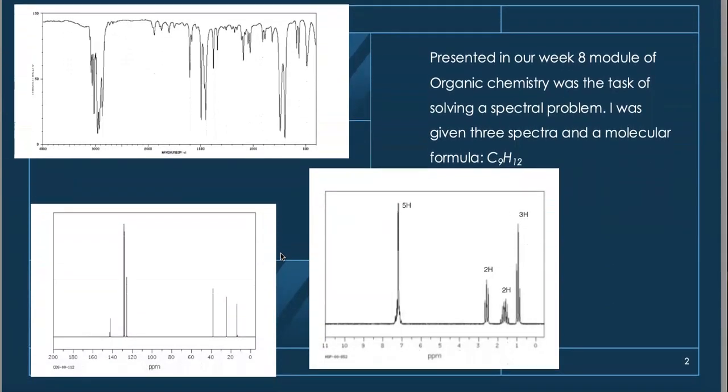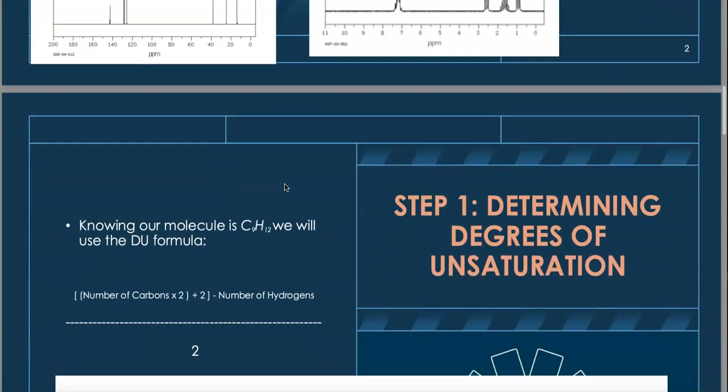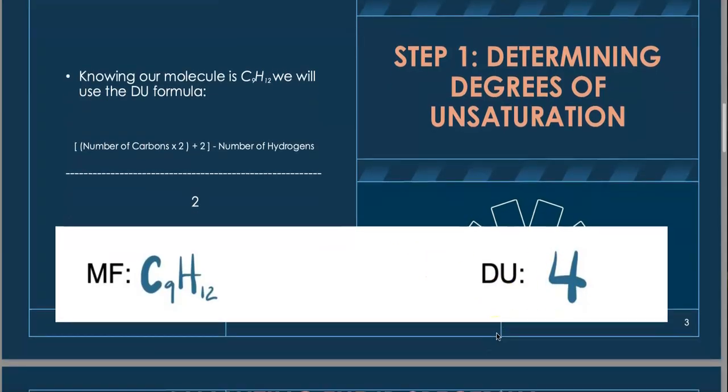Starting out, we were given 3 spectra and the molecular formula C9H12. Starting off, I determined degrees of unsaturation via the molecular formula and the DU formula seen on the slide here. My calculations resulted in 4 degrees of unsaturation.